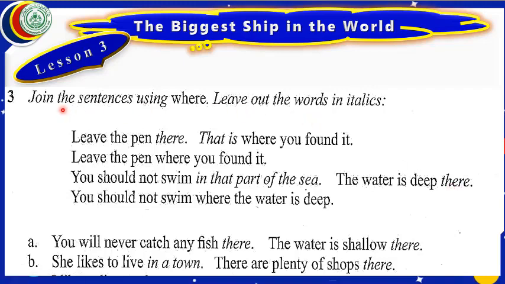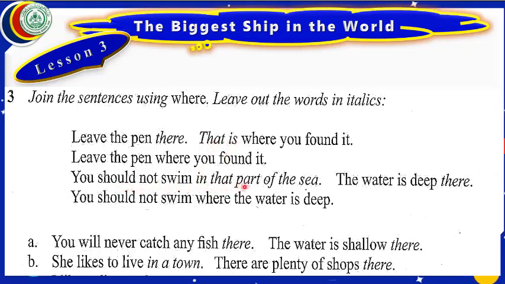In the instructions of this exercise, it is said, join the sentences by using where. One thing is said that we shall use the word where. The second thing is written here that we shall leave the words written in italics. We shall leave this word. The answer will become, leave the pen where you found it. We shall leave this, that is also because it is written in italics.